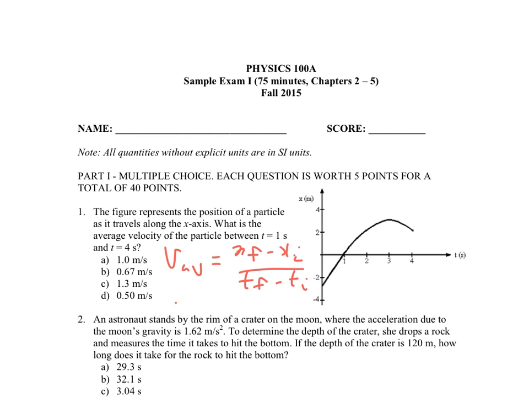So in this case, t final is 4 seconds, t initial is 1, and at t equal to 4, reading from the graph, the x value is 2, so x final is 2, and at t equal to 1, x initial is 0. So it's 2 minus 0 over 3, and you get 2/3. So that would be 0.67.